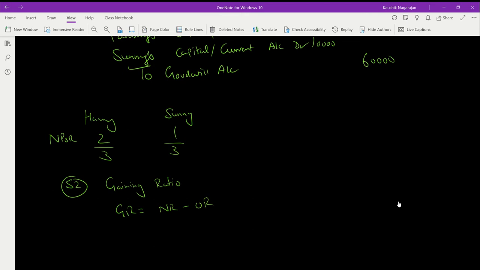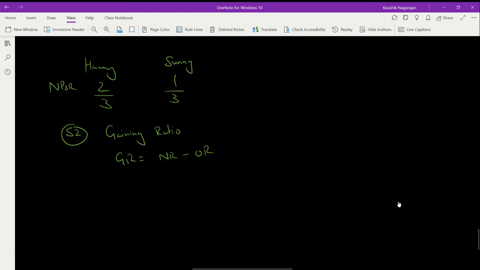Just a reminder, do not use the shortcuts or short form NR minus OR. Please write it in the full form. Don't follow this, it's just for time constraint. I'm just using it, but if you write like this, marks will be curtailed. So first let's calculate for Hanny.